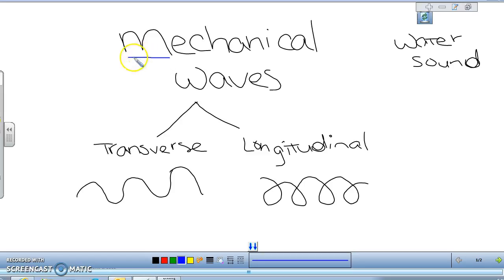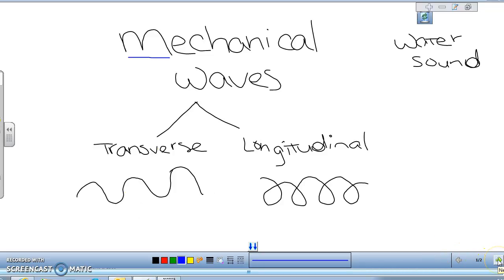We said that mechanical waves require a medium, a solid, liquid, or gas, to transfer energy. And I also want to point out that there's two types of mechanical waves. So there's transverse waves that look like this, and longitudinal waves that look like this. We're going to talk mostly about transverse waves and the parts of the wave.